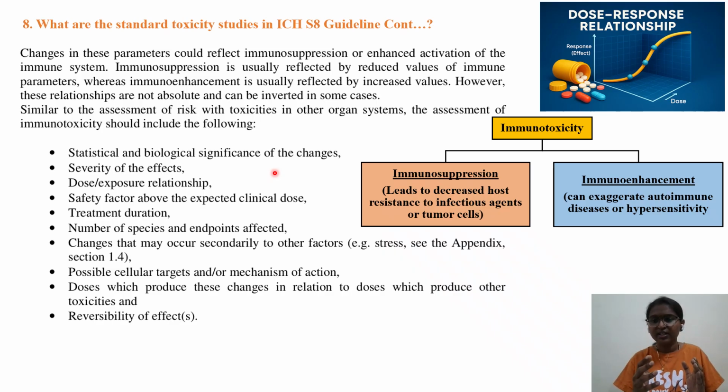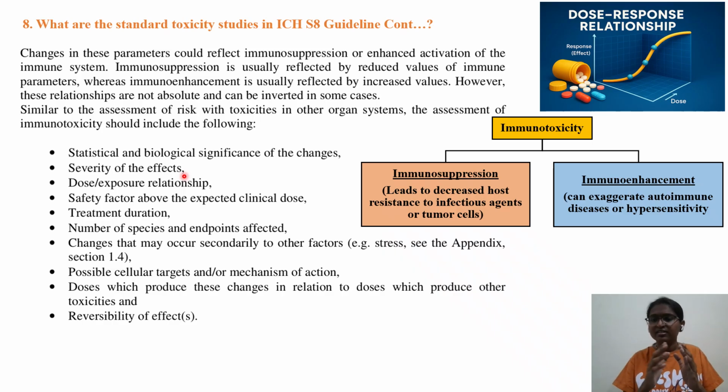Once you get the result, it should not be that out of 6 animals which you have kept in a single group, only one or two animals are showing it. Statistical significance is important, and whatever information you got, it also has to have biological relevance, biological significance. That is how a study director writes a study report. So statistical and biological significance of the changes is important.